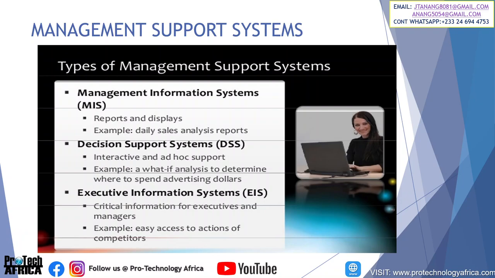And then we also have the executive information system. It provides critical information for executives and managers. For example, easy access to the actions of competitors. Once we get the actions of competitors, we can take advantage so that we become better, or we offer better services than them. And maybe this may come in with Porter's Five Forces, which we'll talk about later. But the executive information system is always data or information that would help organizations to outsmart or perform better than their competitors. Right. So that explains that.